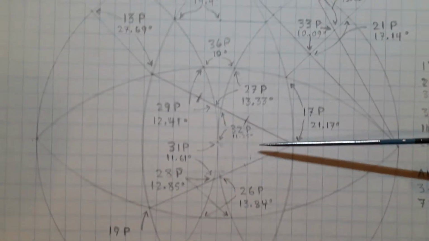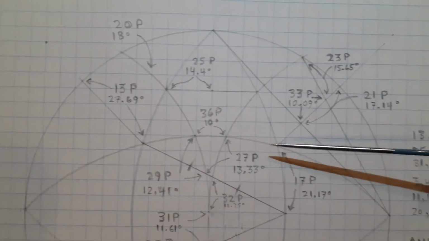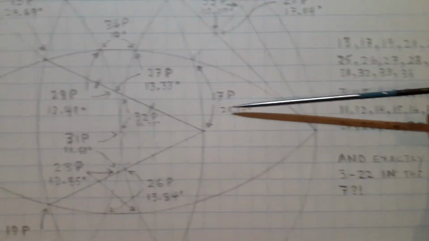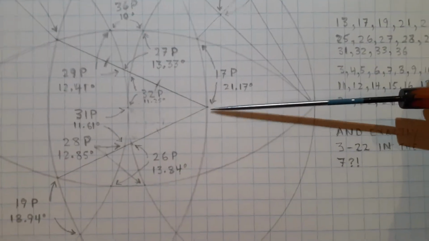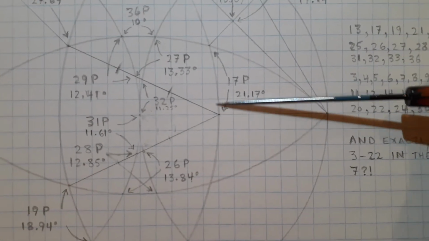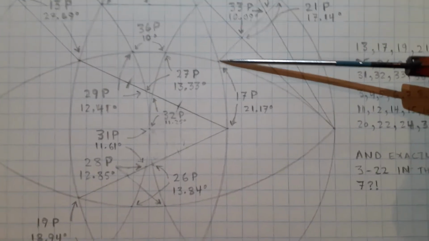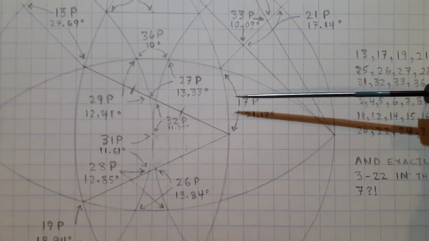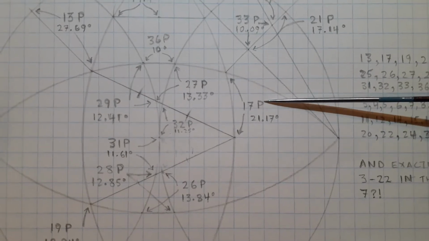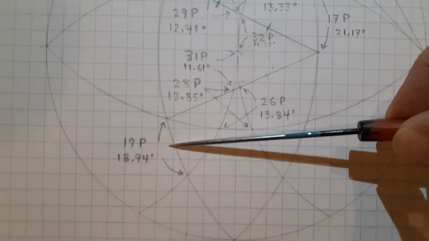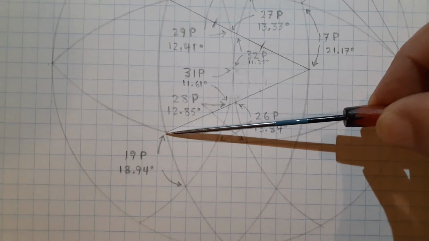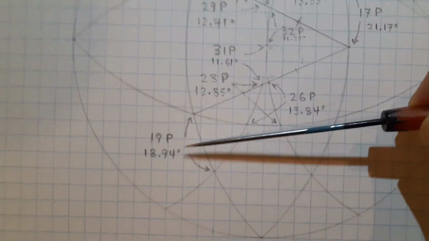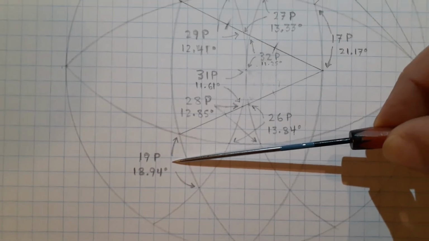Let me see if I can find the next one. The next one was the 17-point circle, and this one I found from the midpoint there to that intersection there. That was the 17-point circle. The next one was the 19. So it was from that intersection to there. That'll give you a 19-point circle.